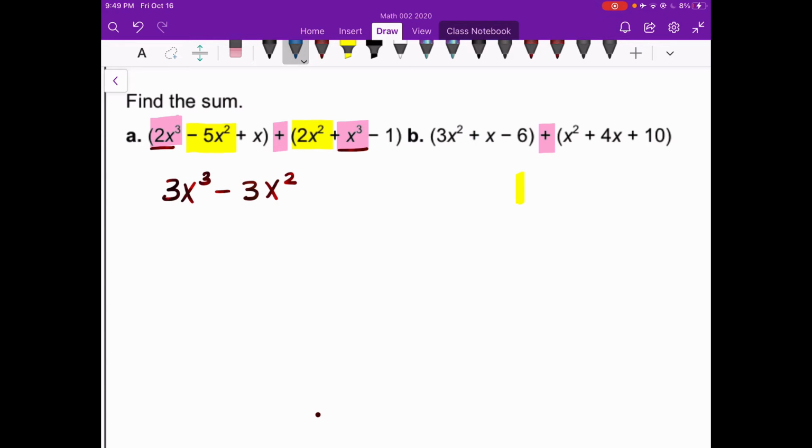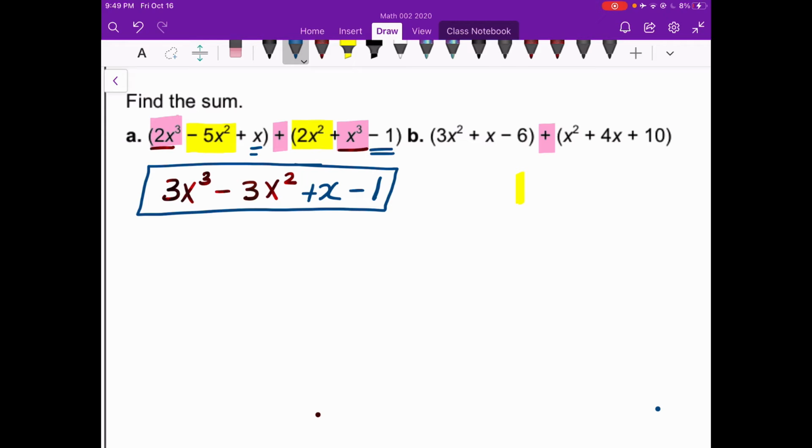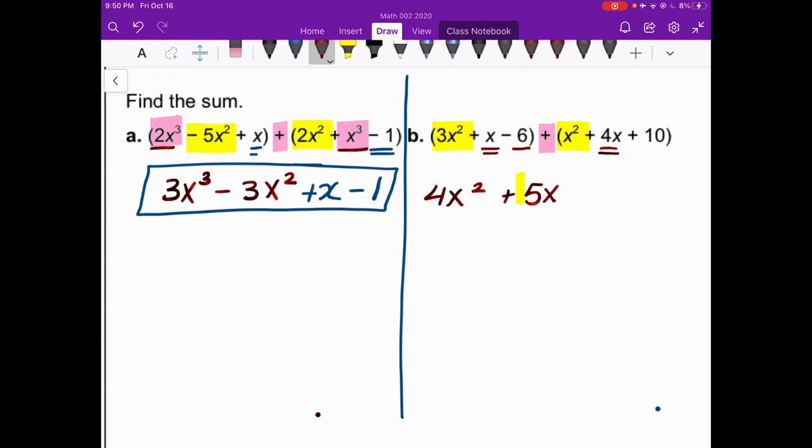Sometimes things don't have matches, like this x. I would just write it as x. Or this -1 also doesn't have a match, so I leave it as -1. And that's my final answer. Same thing for the next one. If you want, you can pause and try it on your own. 3x squared plus x squared is 4x squared. x plus 4x is 5x. -6 plus 10 is plus 4. And that's it.